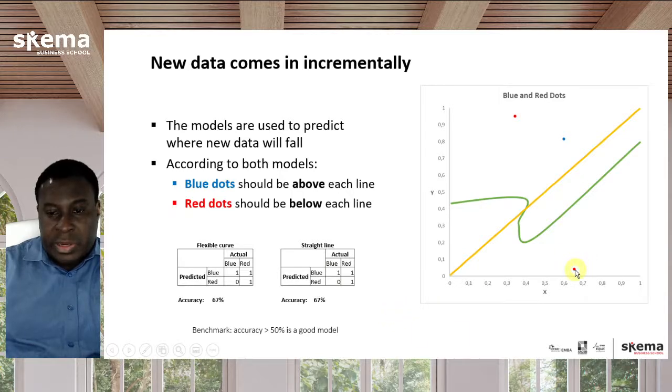So now here's a red. Being below the line, both of them predicted as red, and so both are correct. Red predictions actually predicted red. The next.